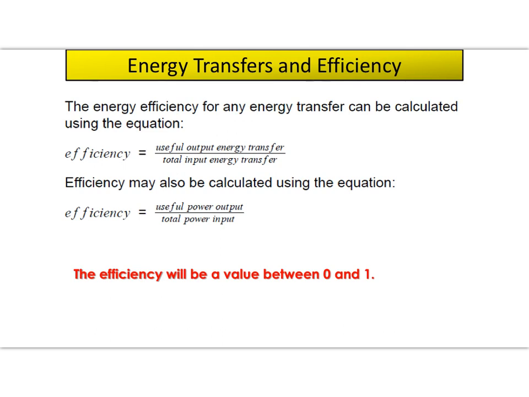However, if you just remember that efficiency is the useful divided by the total, you'll be able to remember what the equation should be in the exam. When you calculate this, you'll get a decimal between 0 and 1, and you can't have an efficiency greater than 1 or less than 0.